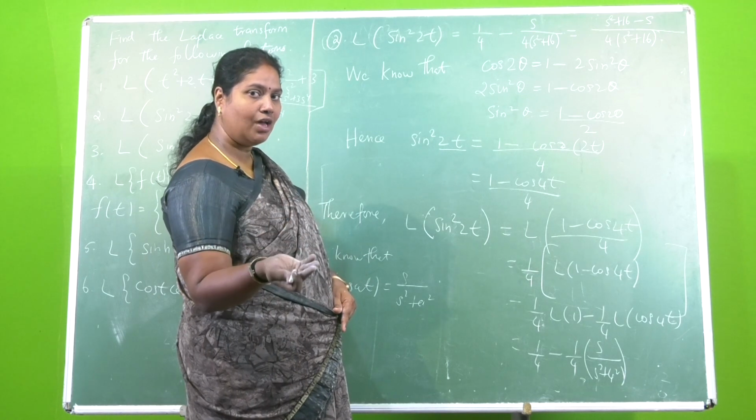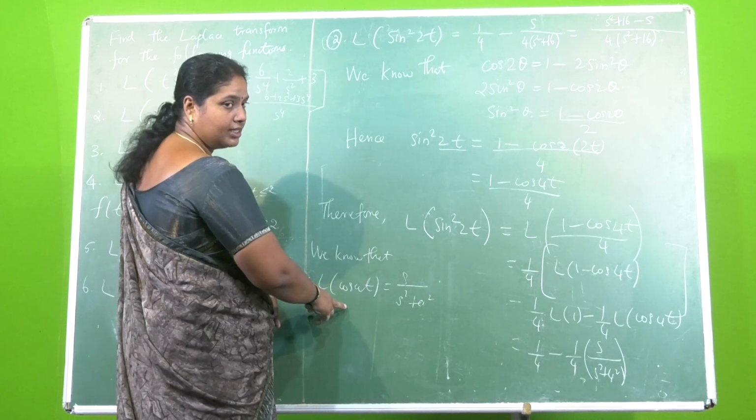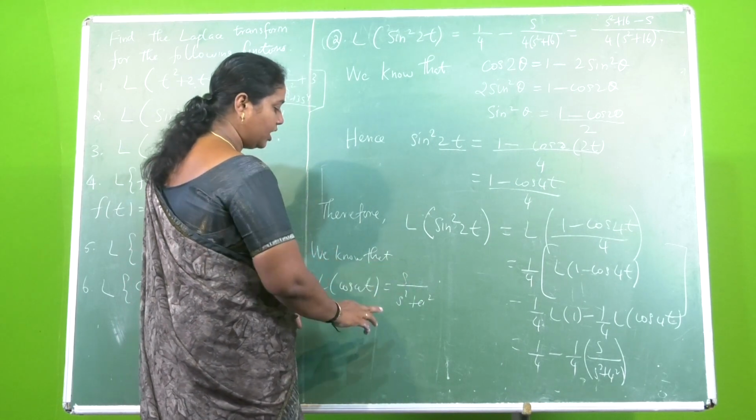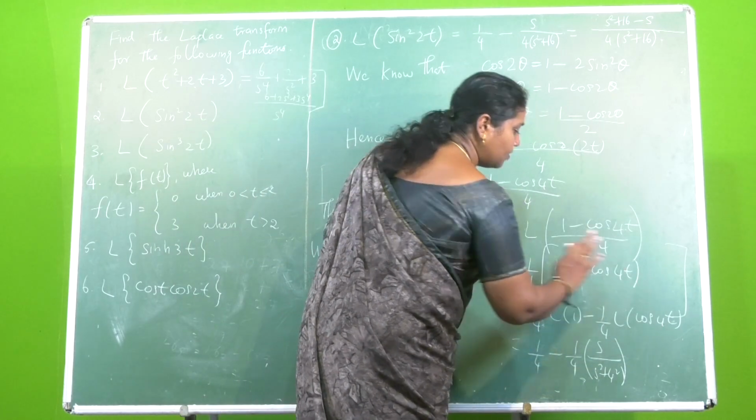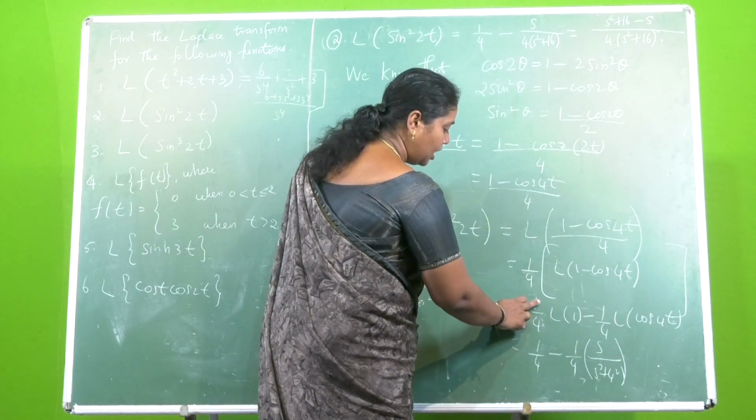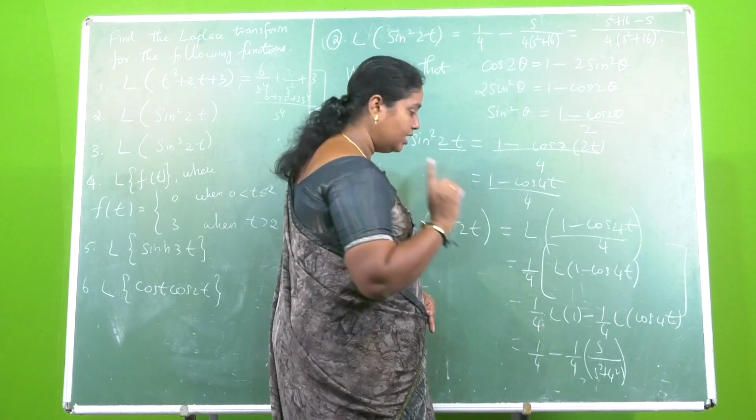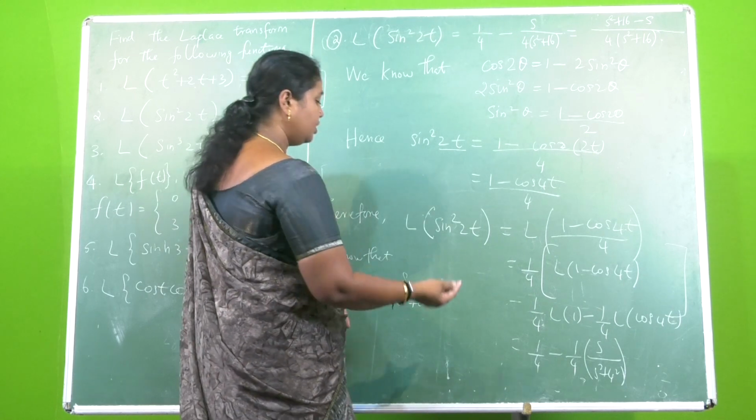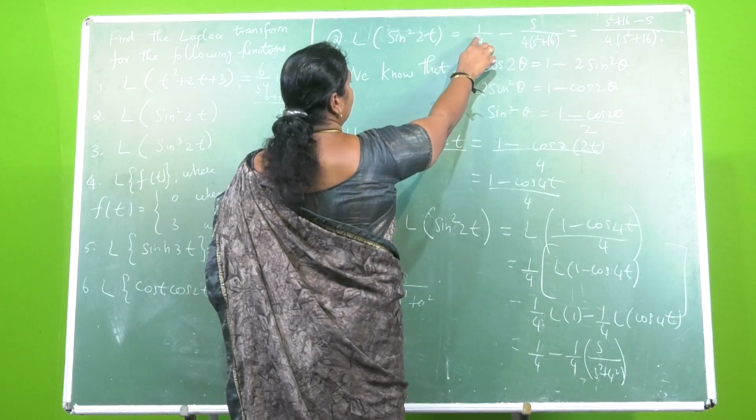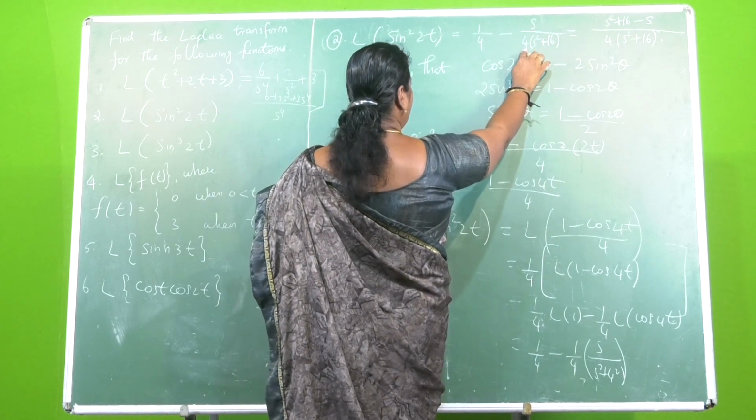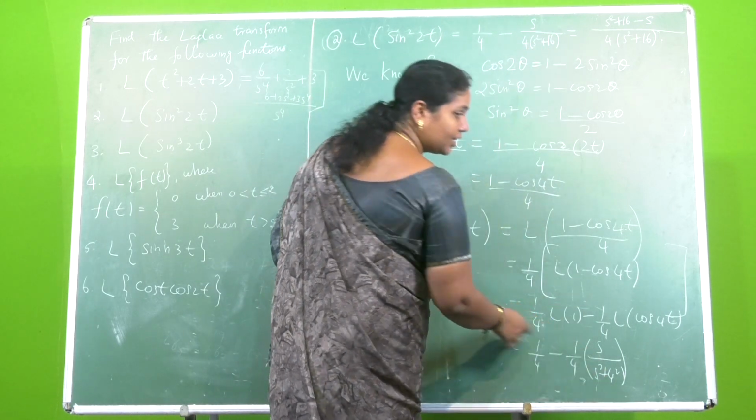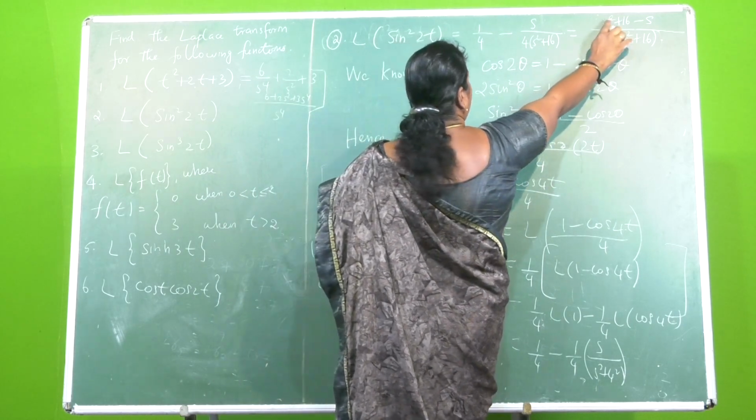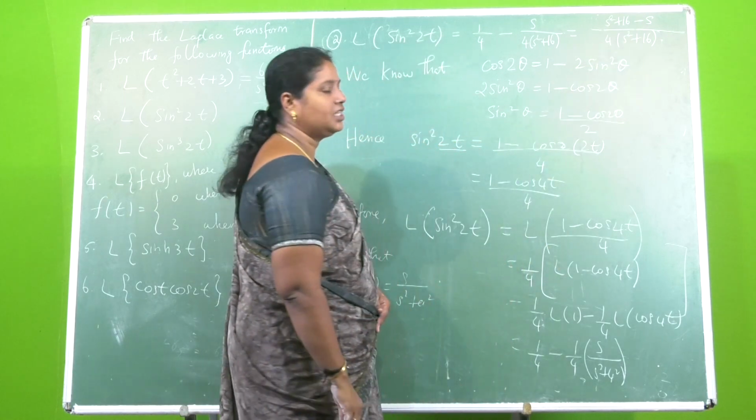So what is the cos 4t value? In the last module we have discussed that L of cos at is nothing but s divided by s square plus a square. In the place of a we are having the constant 4. So this is nothing but 1 by 2, L of 1 is nothing but 1 by s, L of cos 4t is nothing but s divided by s square plus 4 square. So here I am writing this answer. So 1 by 2 times 1 by s minus s divided by 2 times s square plus 4 square, which is 16. So if we take the LCM, we will get s square plus 16 minus s square divided by 2 times s into s square plus 16.